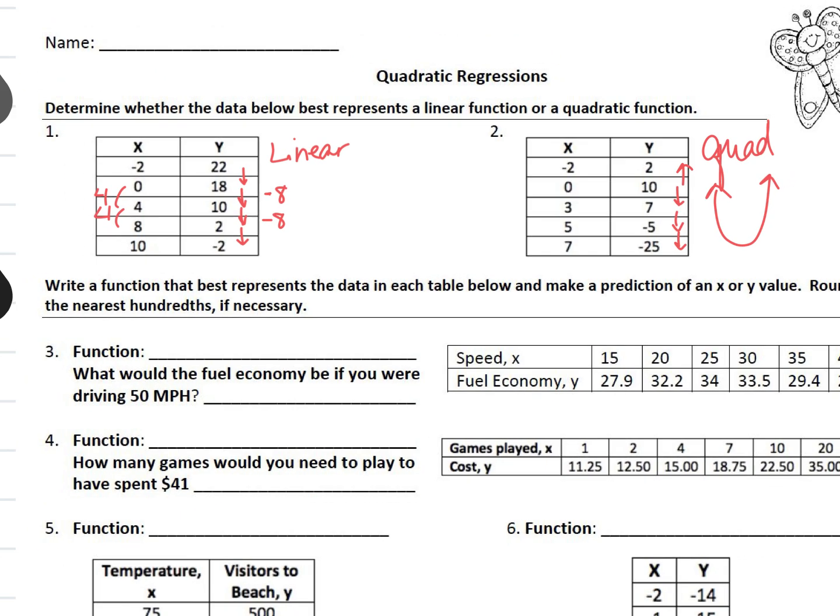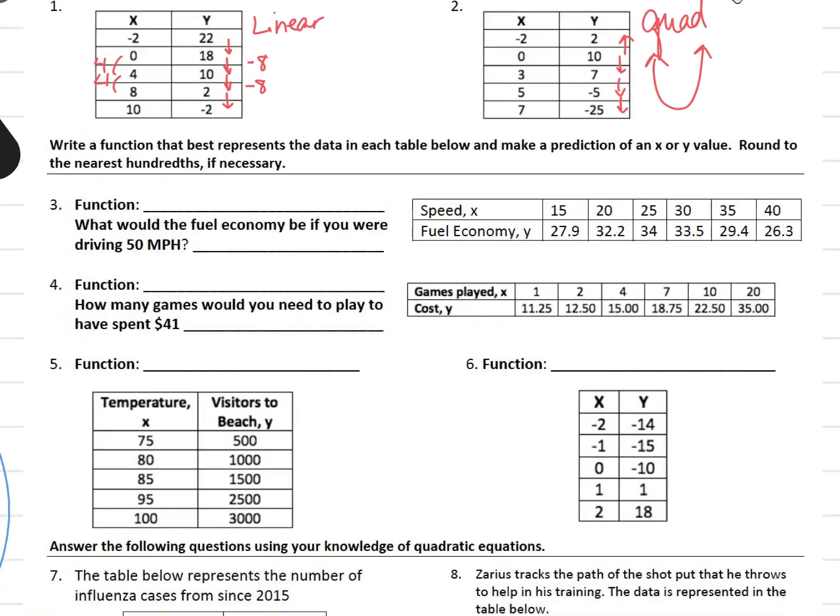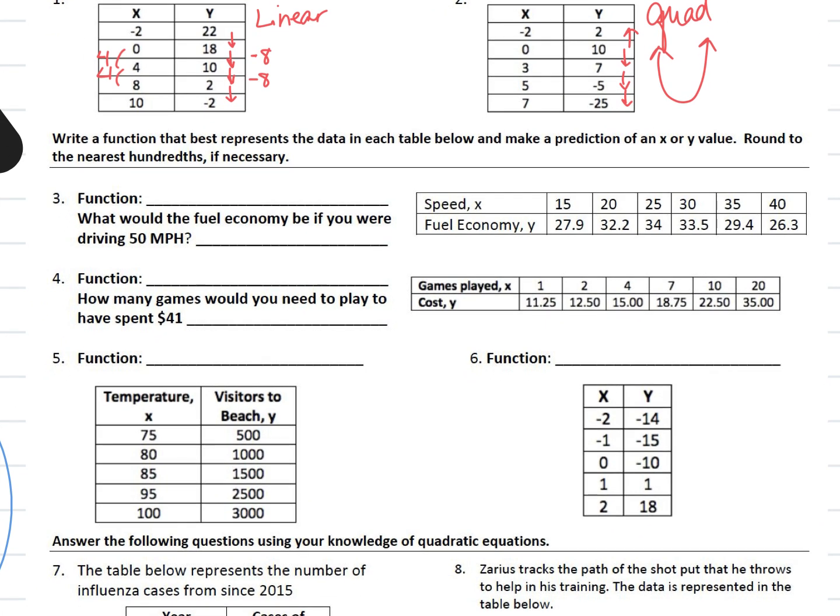Here we have a table. Let's see, do you want to do 3, 4, 5, or 6? What are we thinking here? 3, 4, 5, or 6. Let's pick one. I like that one, right? We like to play games. So let's look at number 4.